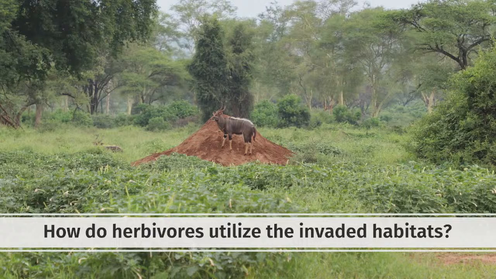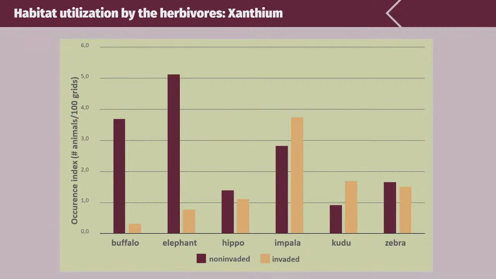So we took this data to get an answer to this question, and this graph shows the utilization, or you could say habitat preference, for Xanthium. Unfortunately, we don't have data for Parthenium, which seems to be the worst one, but so far I can only show you Xanthium. So the purple or the dark color shows the presence of animals in the non-invaded habitats. And it's a combination of the number of animals, but also how much time they tend to spend there. So if the animals spend an hour in some areas, then it will be reflected in the graph.